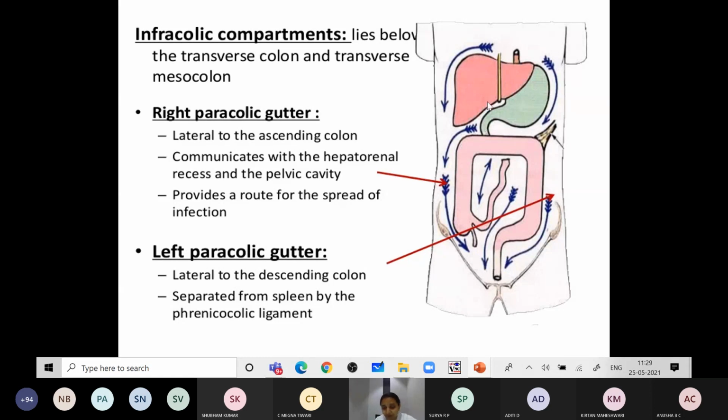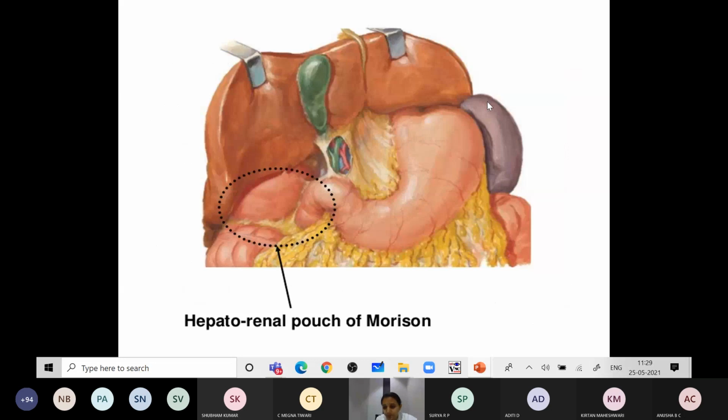Now we'll trace from the lesser omentum, from the liver to the stomach as lesser omentum, then from the greater curvature to the diaphragm as gastrosplenic ligament, from the stomach to the spleen as gastrosplenic ligament, spleen to the posterior abdominal wall and the left kidney as lienorenal ligament. Okay, this is the reflection you have to imagine.